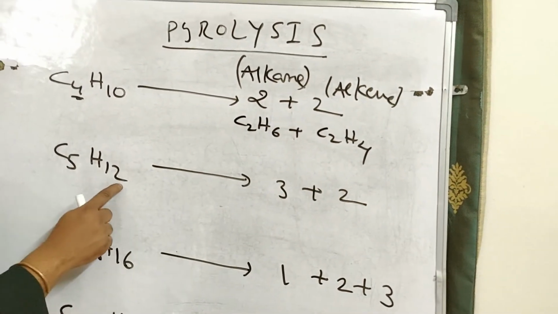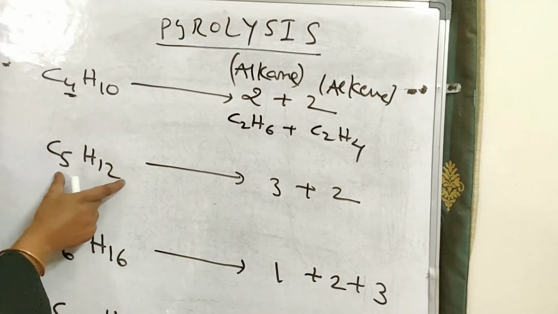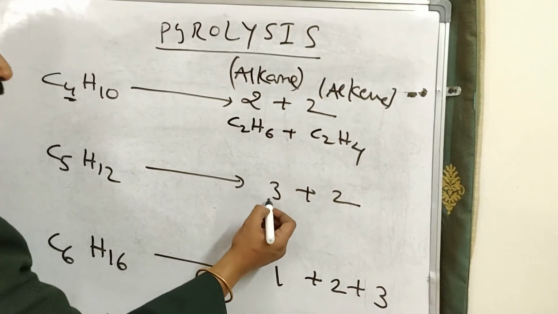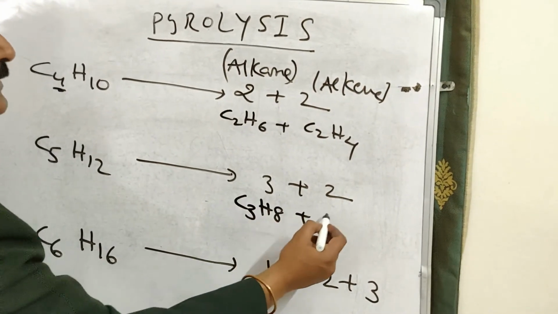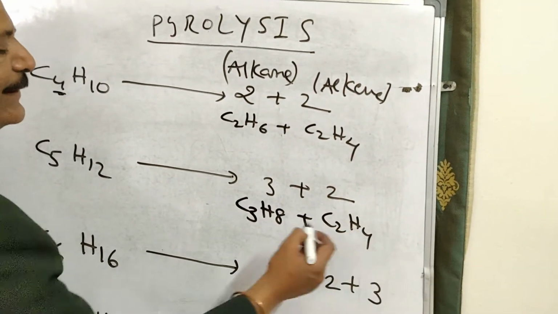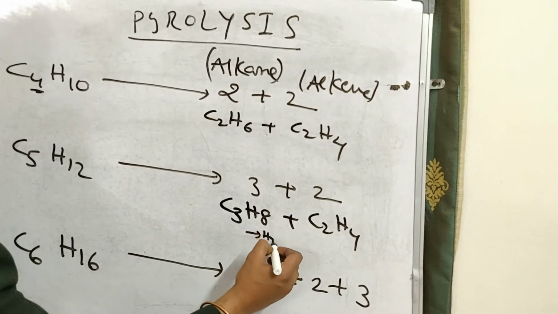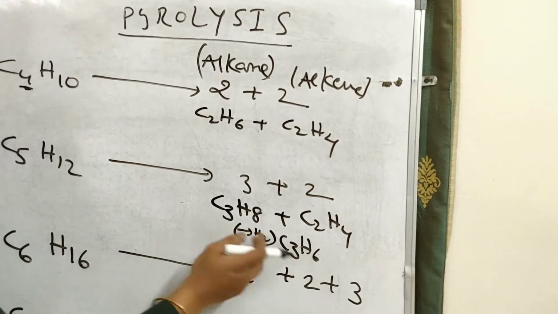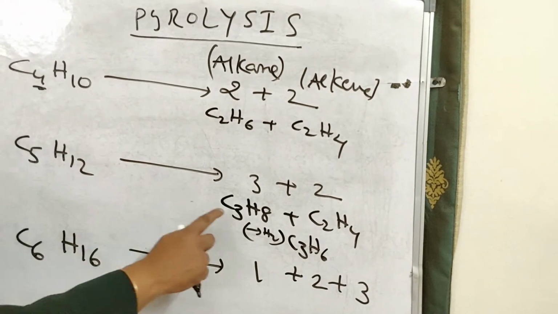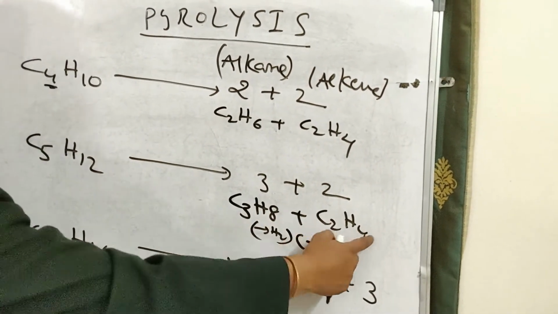Now C5H12. In case of pentane it is 3+2. I said 3 is alkane, C3H8 propane, and the second one is ethylene. If you minus H2, you are going to get C3H6. This you can also write. See, 3+2 is 5, and 8+4 is 12.